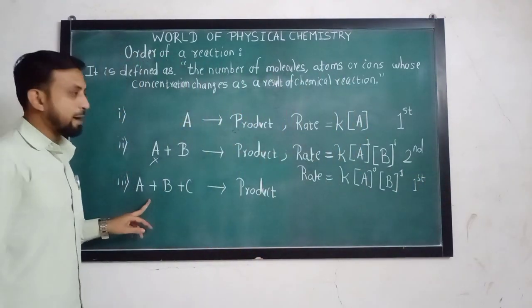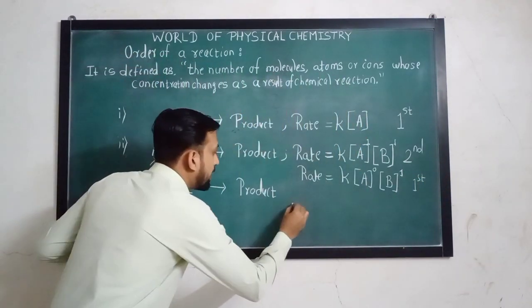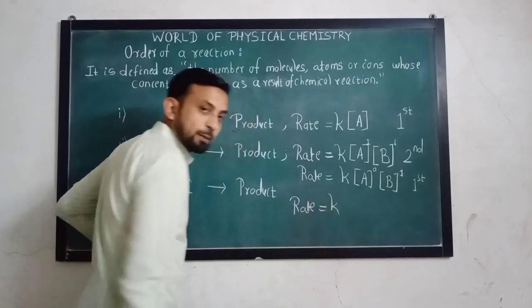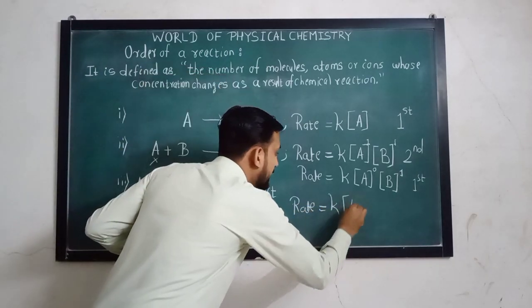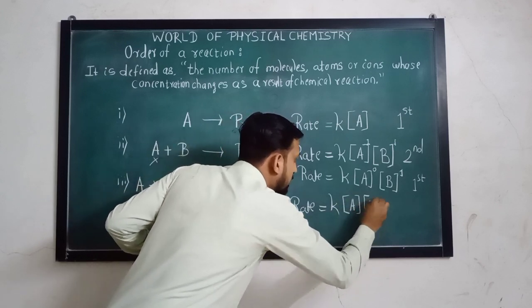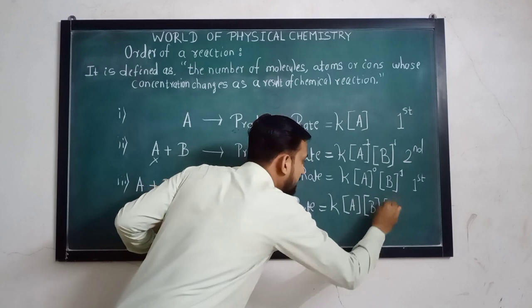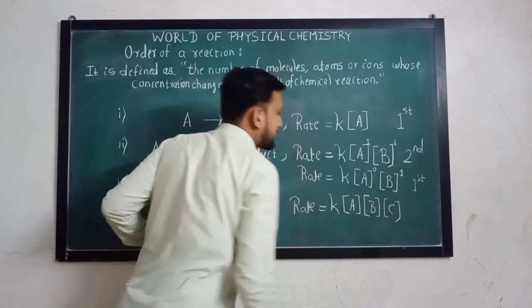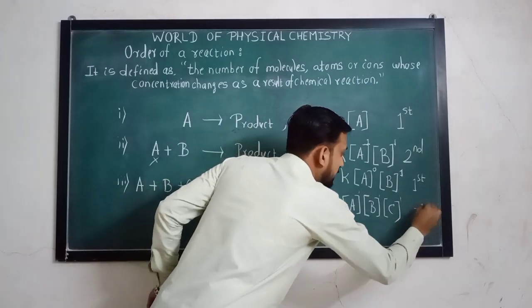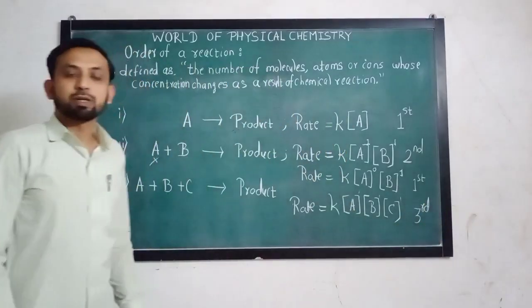In the third example, from the experimental knowledge we are able to set up the rate law as rate is equal to K into the concentrations, since it is found experimentally that for the formation of product the concentrations of all three reactant molecules change, and here the powers are 1, 1, 1, so it is a third order reaction.